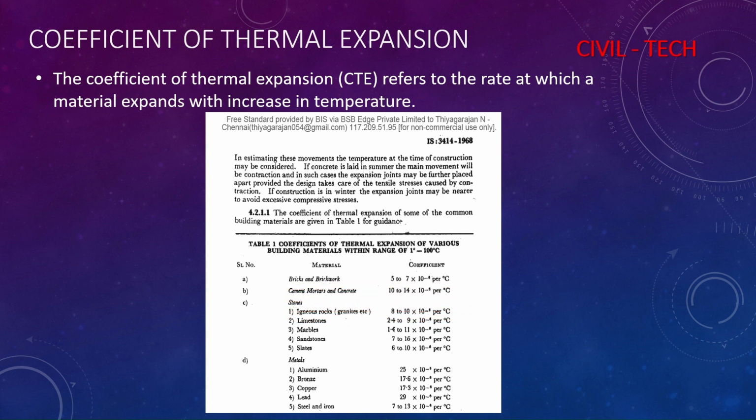The coefficient of thermal expansion value of cement mortar and concrete is 10 to 14 into 10 power minus 6 per degree Celsius, and the value for steel and iron is 7 to 13 into 10 power minus 6 per degree Celsius. So we can see the coefficient of thermal expansion values for cement and steel here. The concrete and the steel values are probably the same as per IS 3414.